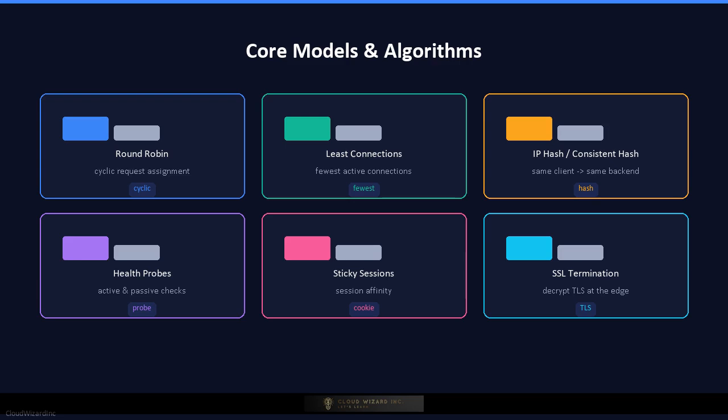The core models and algorithms. Round-robin assigns requests to each backend in cyclic order. It is simple and fair when all requests are similar. Least connections routes to the backend with the fewest active connections, which works better when requests have different durations. Weighted variants of both let you send more traffic to larger instances. IP hashing or consistent hashing maps a client to the same backend based on source IP or a key, which helps with caching and session locality.